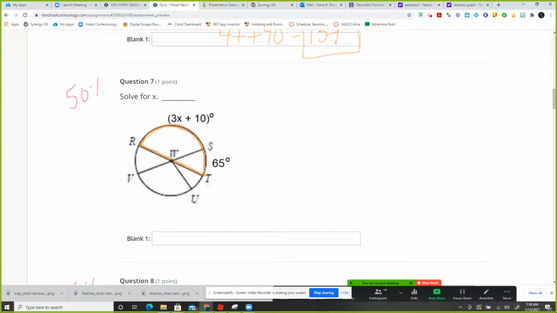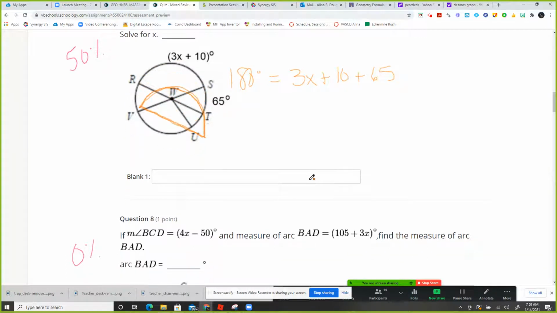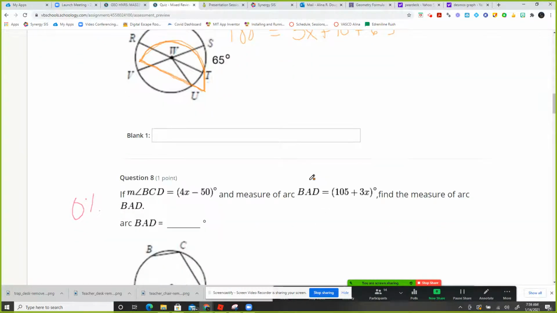A whole circle is 360. So a semicircle is going to be 180. So my equation is going to be 180 equals 3x plus 10 plus 65. The key is to look for those diameters. They're really important. And then we just solve that equation. We all good on solving equations like that? Do I need to review it? Okay.